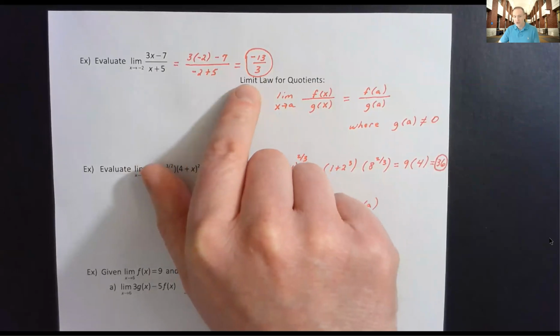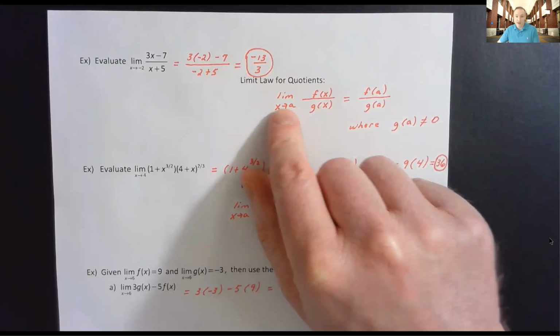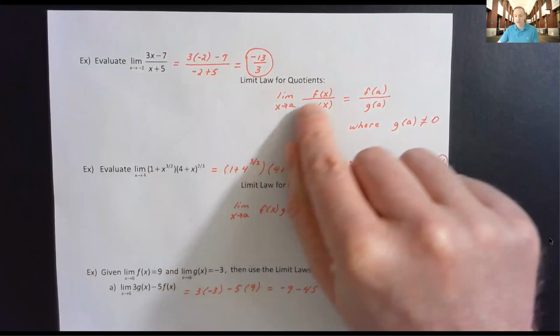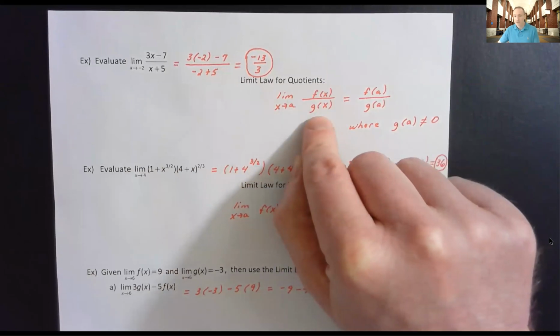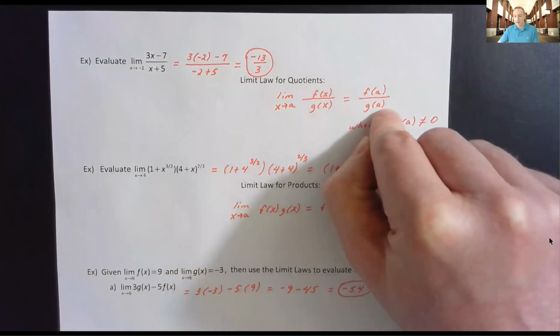Now, the associated limit law that you'll see in the book for this section says that, well, if the limit as x approaches a of f of x over g of x, that's just going to equal f evaluated at a divided by g evaluated at a.